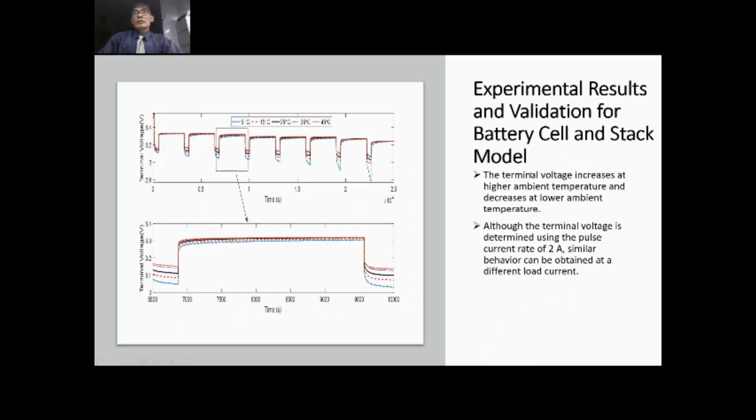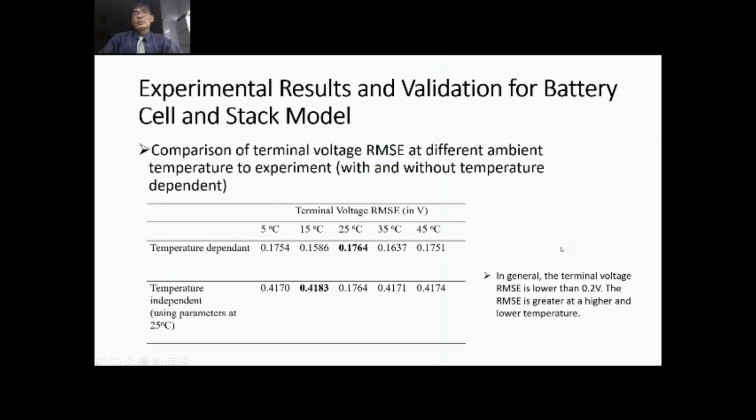The next thing is that the terminal voltage increases at higher ambient temperatures and decreases at lower ambient temperatures. So for terminal voltage, we also measure at different ambient temperatures, and you will find that it increases at higher ambient temperatures and decreases at lower ambient temperatures. Although the terminal voltage is determined using a pulse current rate of 2 amps, a similar behavior can be obtained at a different load current as well. 2 amps is considered quite a low current.